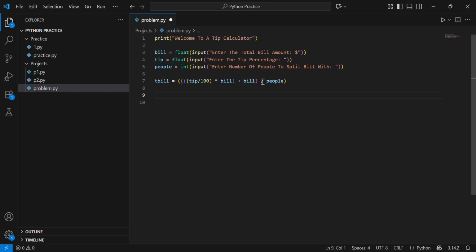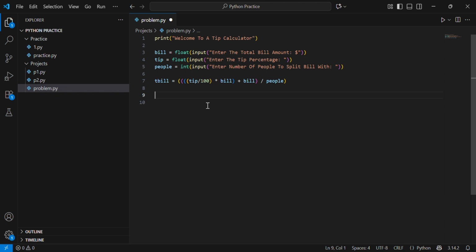So let's say the user enter number of person to split bill with 5. So when we divide 143.75 with 5, it will give an answer of 28.75, which will be billed to each person, right?